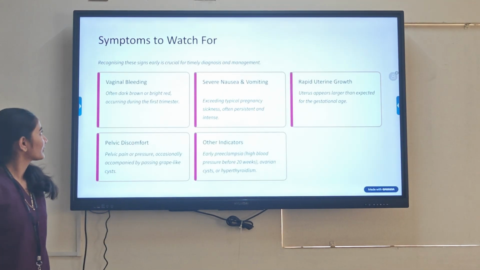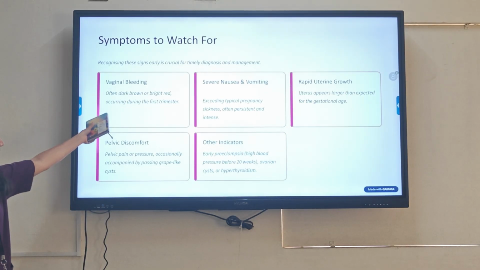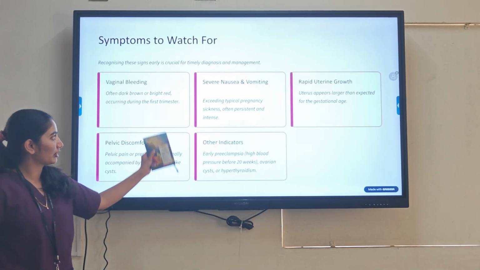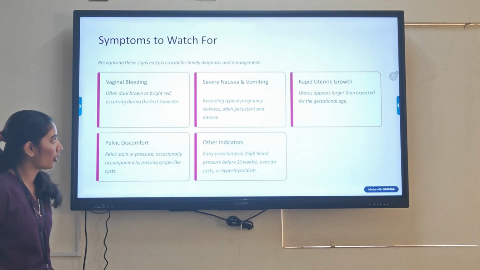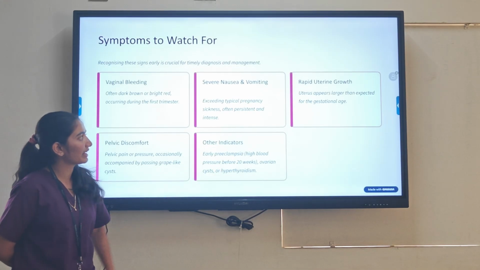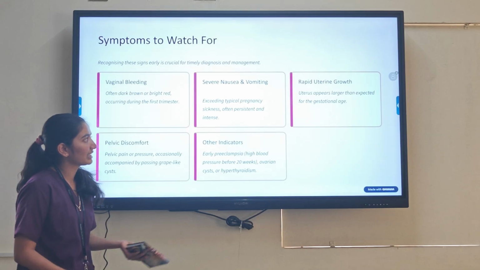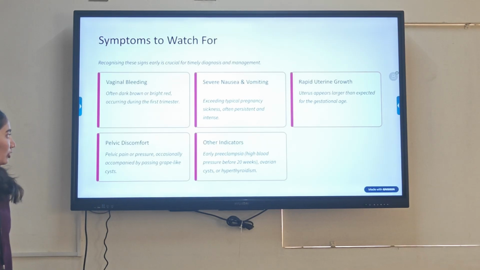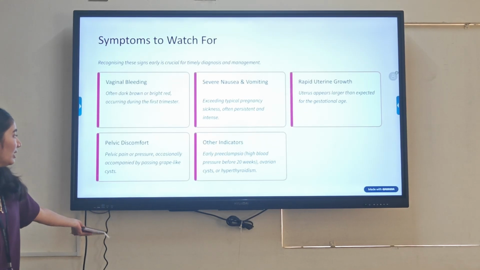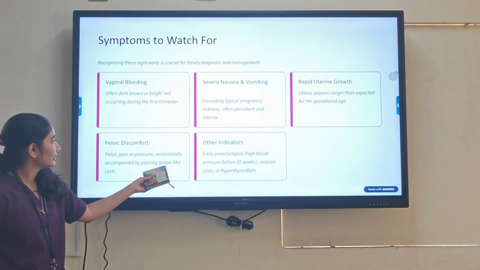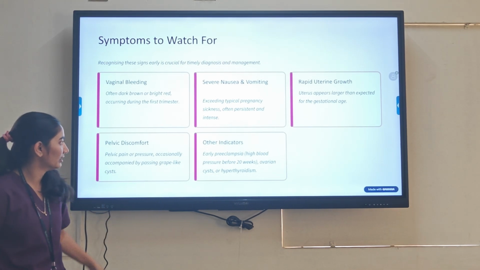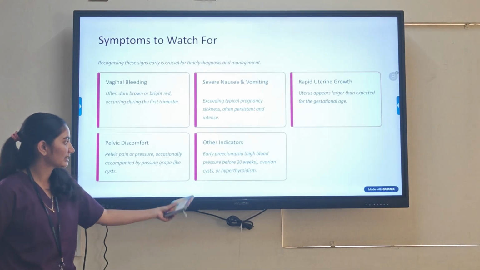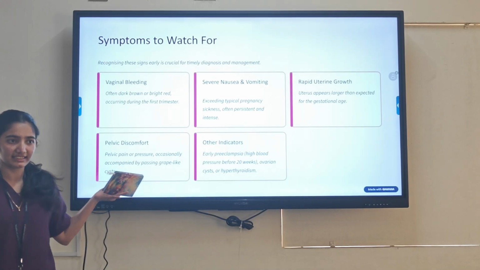Then watching for symptoms. Vaginal bleeding, initially often dark brown or bright red, occurring during the first trimester. Severe nausea and vomiting, exceeding typical pregnancy sickness, often persistent and intense. Rapid uterine growth: the uterus appears larger than expected for the gestational age. Pelvic discomfort, pelvic pain or pressure, occasionally accompanied by passing grape-like cysts. Other indications are early preeclampsia, high blood pressure, ovarian cysts and hyperthyroidism. These are due to an increase in HCG levels.